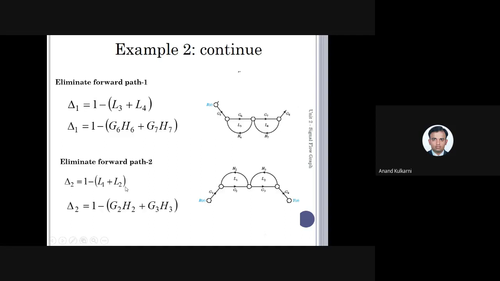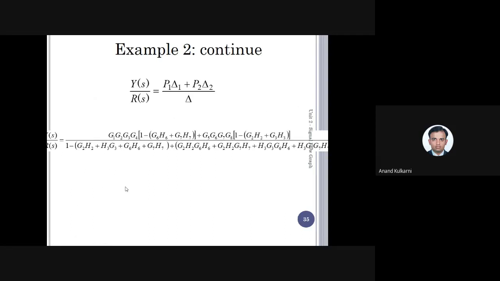Why is this? Because we have the formula. Remember, that many number of forward paths are there, that many terms we are going to get: P1 delta 1 plus P2 delta 2. If there was one more forward path, we would have gone P3 delta 3, and so on. If you just observe, the P1 value is known because we know the forward path. Delta 1 we have found out. Similarly, P2 we know, delta 2 we have found out, and also we have found out the delta. So directly you can substitute the values and finally get this answer.